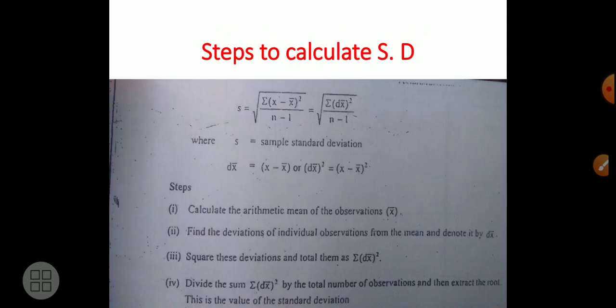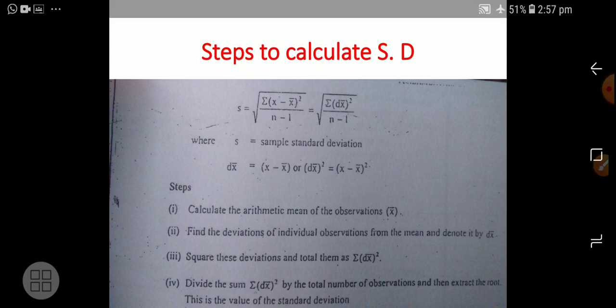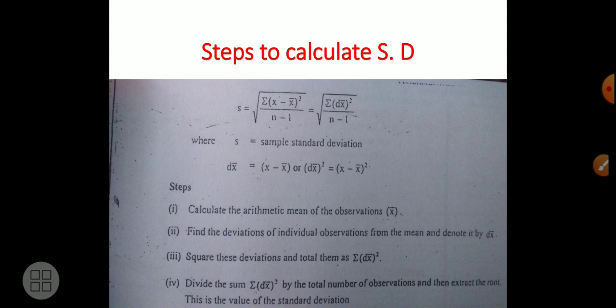Now the steps to calculate the standard deviation. Here you will be able to understand the steps. The formula is well known to us: S equal to under root of summation (x minus x bar) whole square divided by n minus 1, which is equal to under root of summation (dx bar) whole square divided by n minus 1, where S is the sample standard deviation and dx bar is equal to x minus x bar.